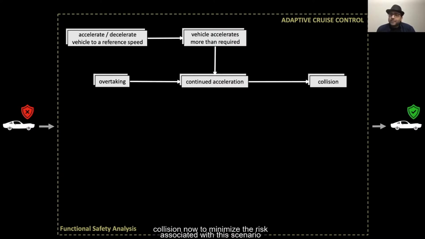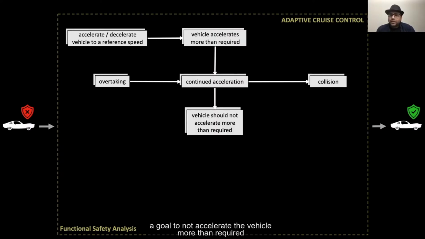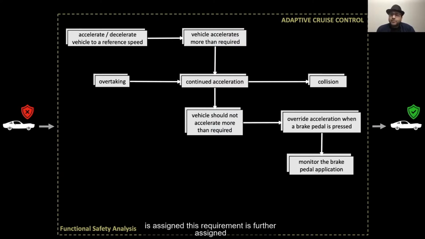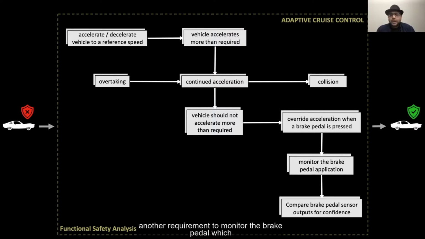Now, to minimize the risk associated with this scenario, a goal to not accelerate the vehicle more than required is set. To achieve this goal, a requirement to be able to override this acceleration with the brake pedal is assigned. This requirement is further assigned another requirement to monitor the brake pedal, which ultimately requires software that compares outputs of brake pedal sensors.